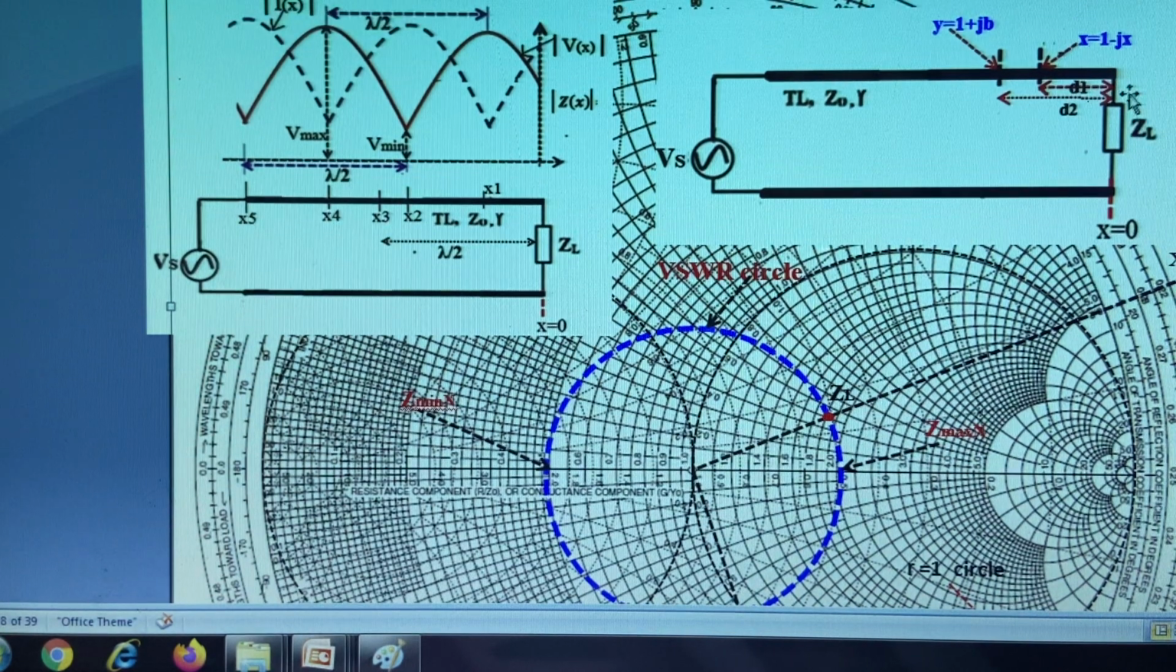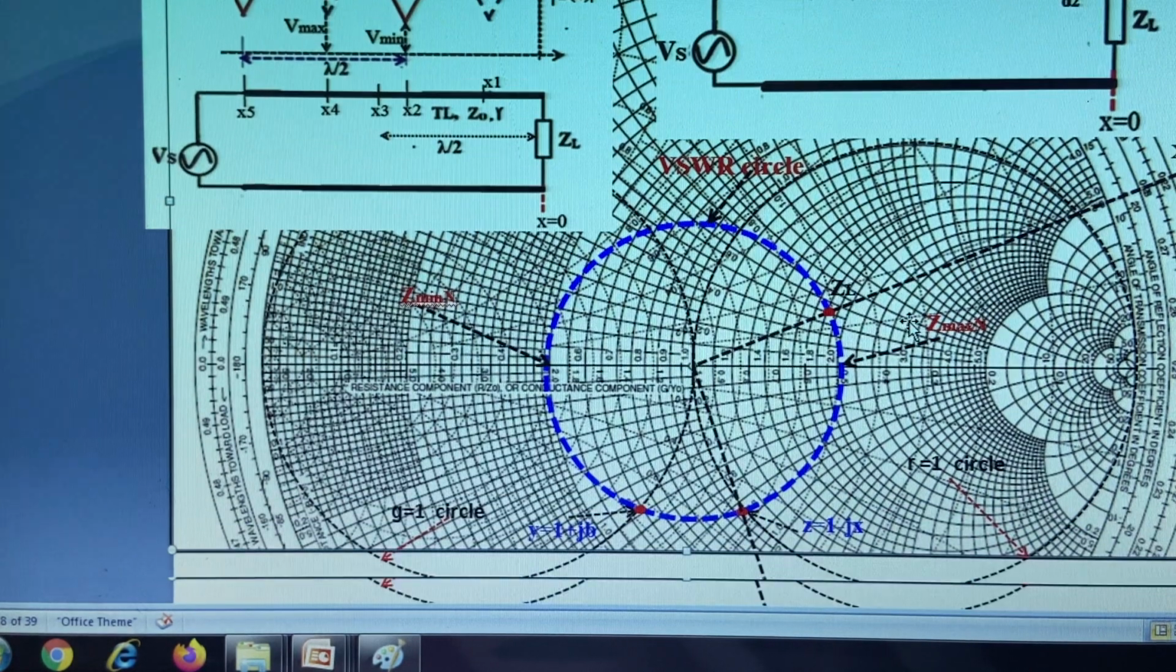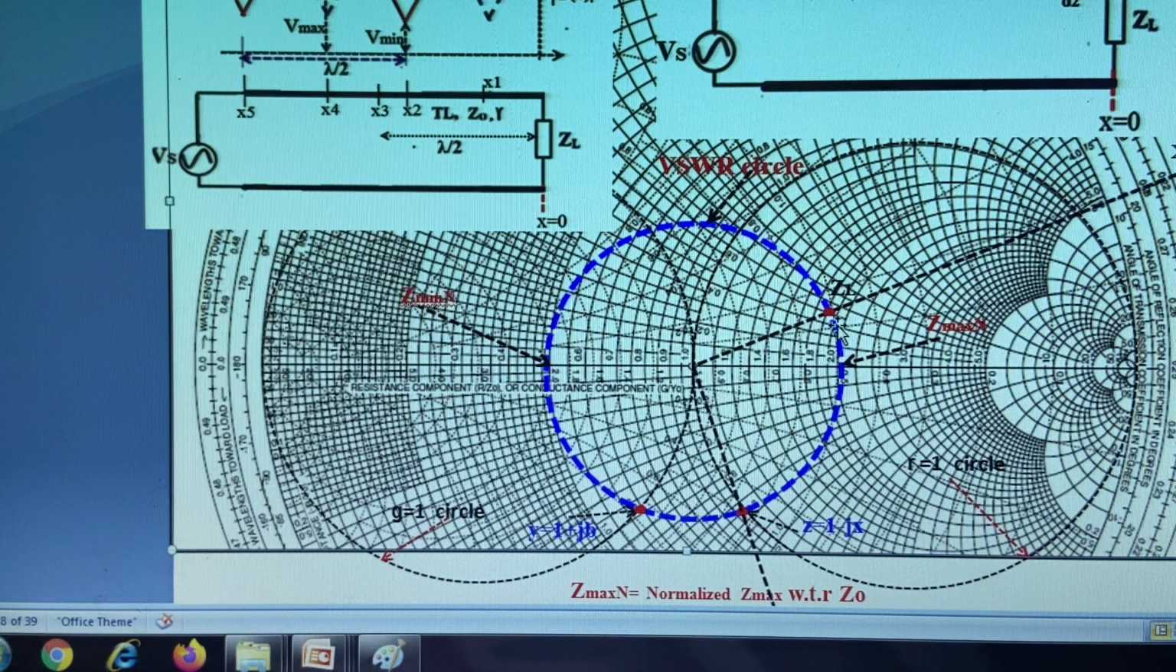So this z is equal to 1 minus jx. At what distance this impedance is, we can find out from the Smith chart. That is, you start moving from here and you move over a VSWR circle and stop wherever that VSWR circle intersects the R is equal to 1 circle. You stop wherever this VSWR circle intersects the R is equal to 1 circle.